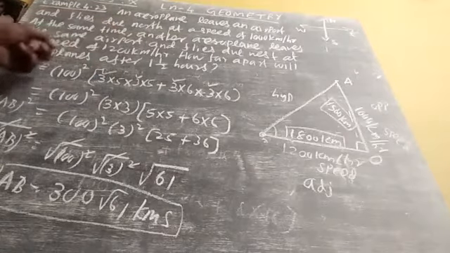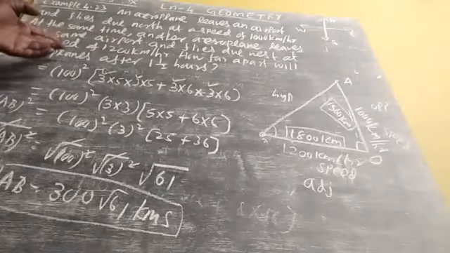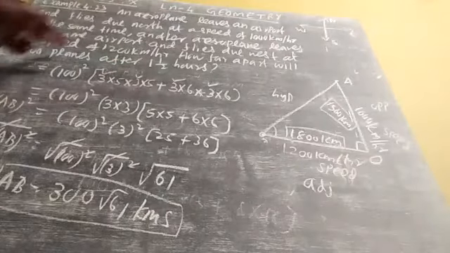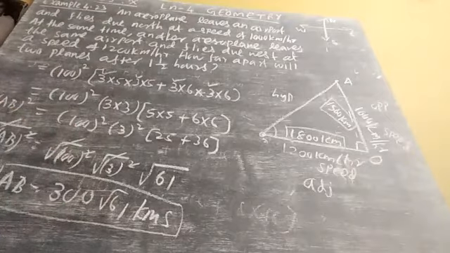How far apart will the two planes be after 1.5 hours? The two planes are 300 root 61 kilometres apart, you can write. Okay. Thank you.